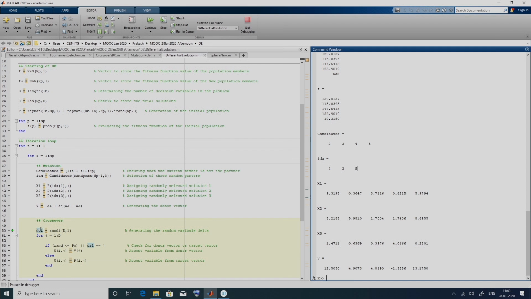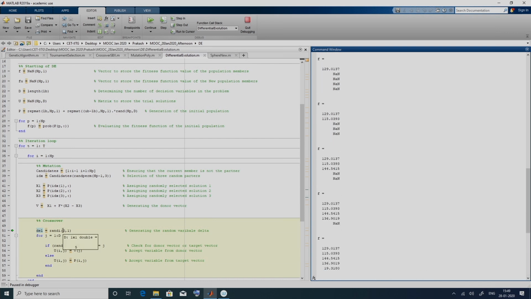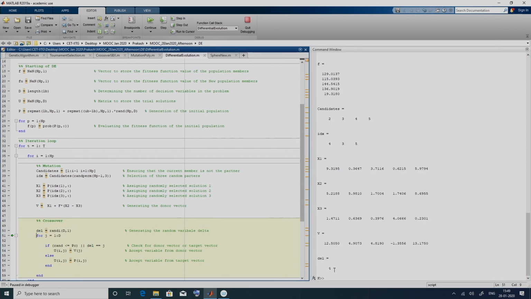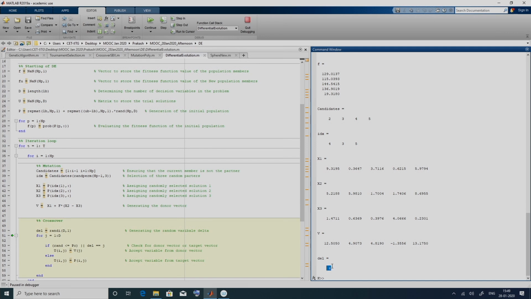For performing crossover, we need to first randomly select one of the decision variables, right. That is what we are doing with this randi. randi of d comma 1 will give us a scalar value from 1 to capital D, and D in this case is 5. So, 1 to 5 it will give us one random value. In this case it happens to be 4. So, this value is randomly selected, right.